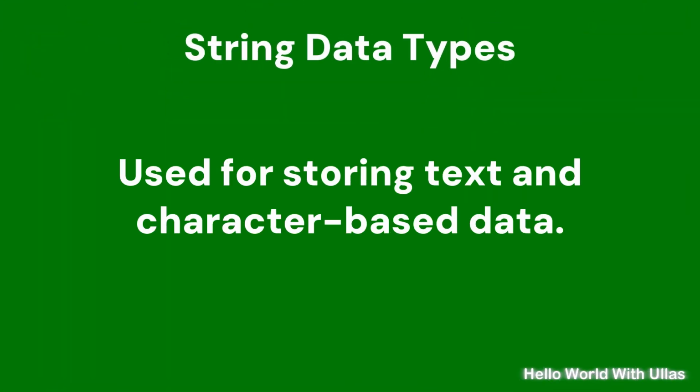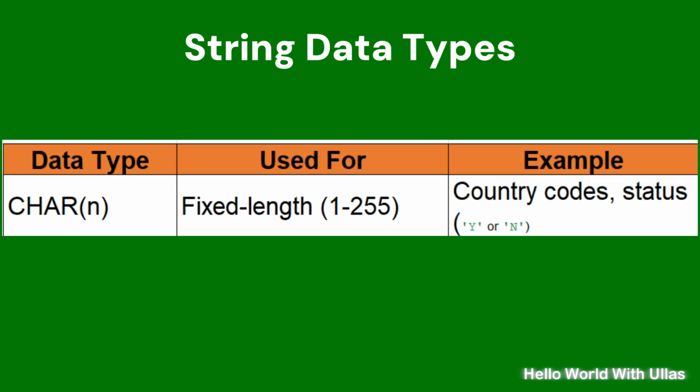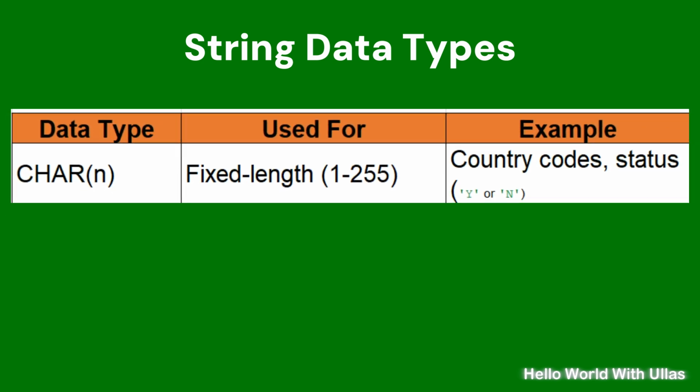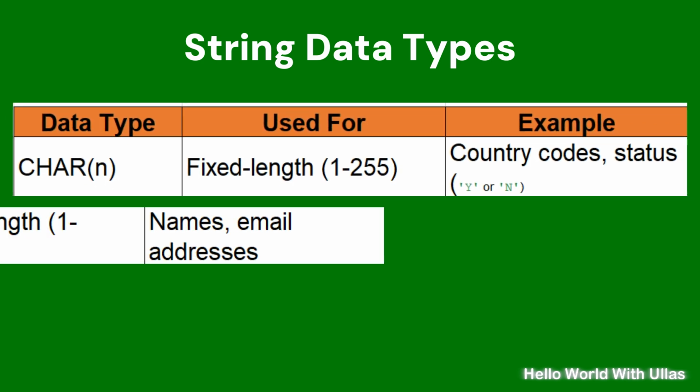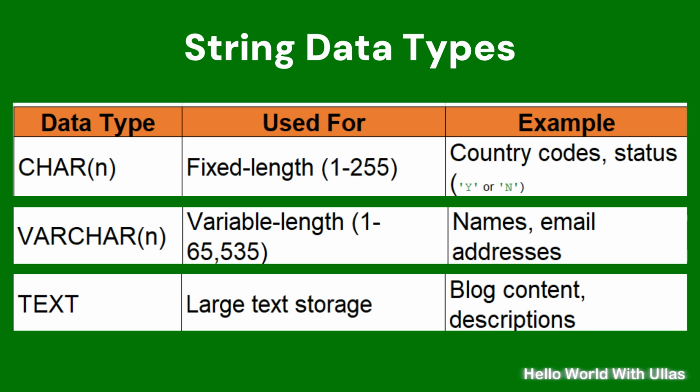String data types are used for storing text and character based data. Here we have three data types. Char has a fixed length, up to 255, and can be used for storing country codes, status yes or no. Next is varchar, variable length 1 to 65,535. We can store names, email addresses, etc. Third is text. We can store large text like blog content, descriptions, etc.